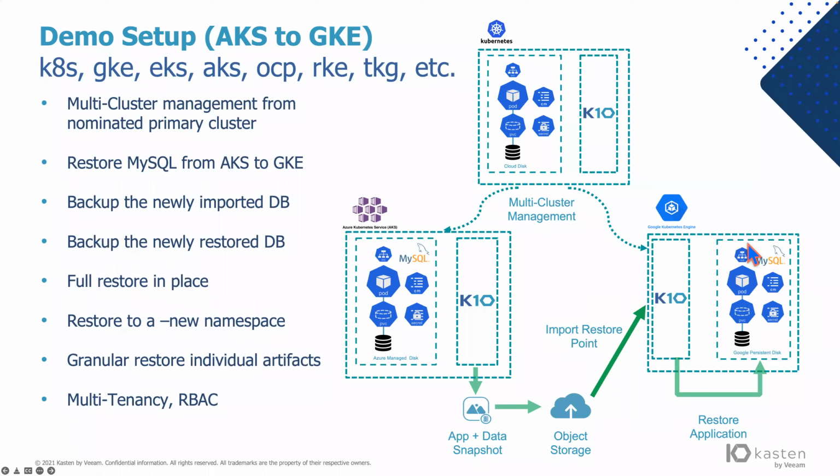Since we only work on Google Cloud, you won't be able to test the AKS to GKE migration, but you can do the full restore in place. You can do the restore to a new namespace. You can do granular restore of the individual spec artifacts. In a typical customer environment, you might have OpenShift, you might have Amazon EKS, you may be running VMware Tanzu, you may be running Rancher, all of these are supported.